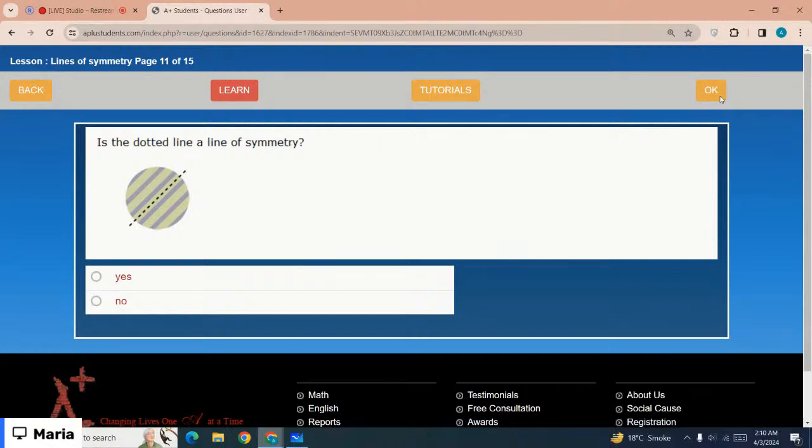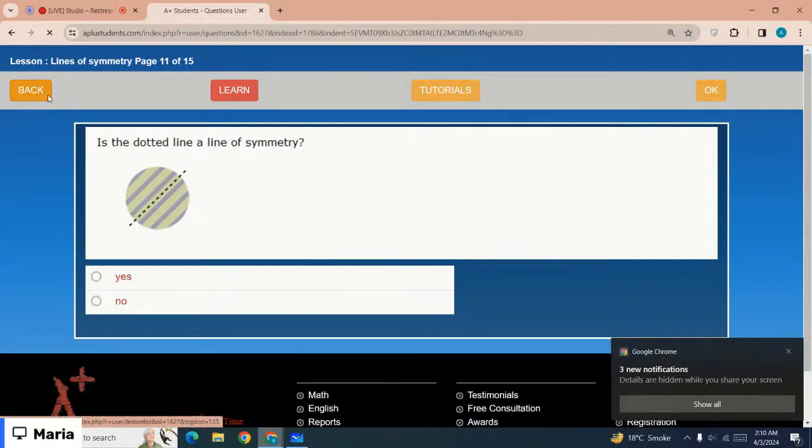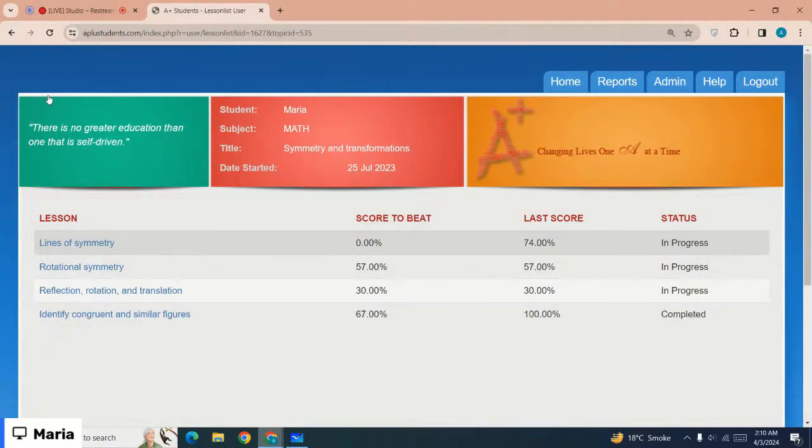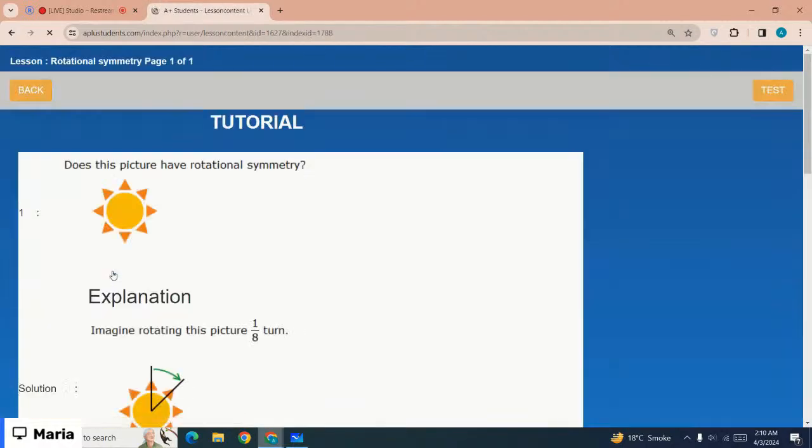Okay, you can complete the lesson by yourself later today. Let me just move on to the next lesson. And the next lesson is rotational symmetry. Does the picture have rotational symmetry?